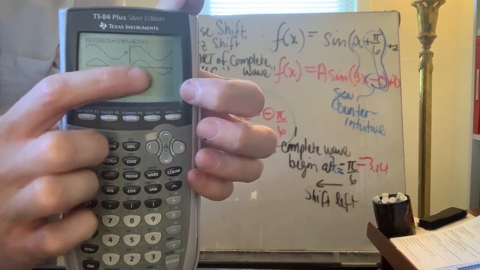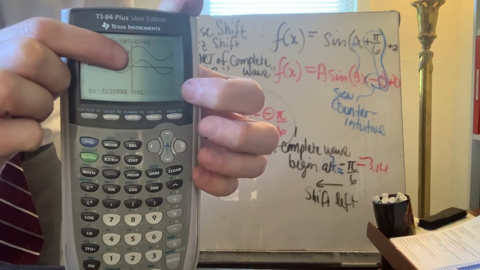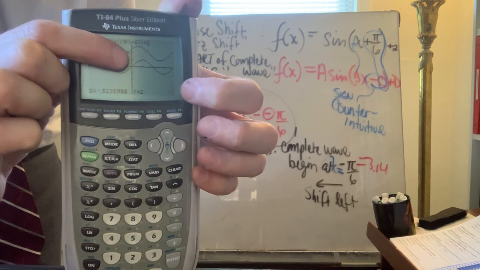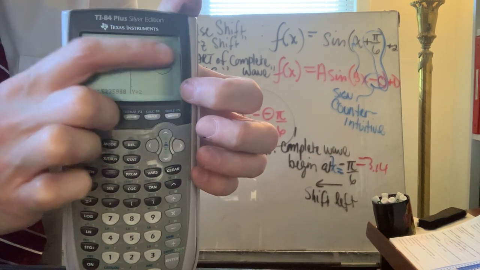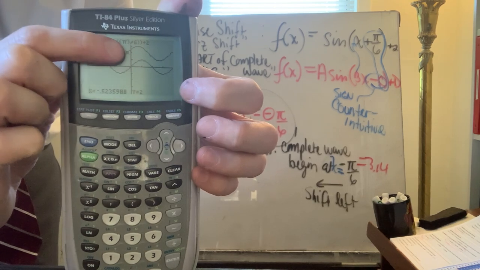Because it shifted back, you could think of this as more or less the starting point. Instead of the starting point being the origin, the complete wave would begin here, and it cycles through. So the midline, instead of being y equals 0, is 2 instead.